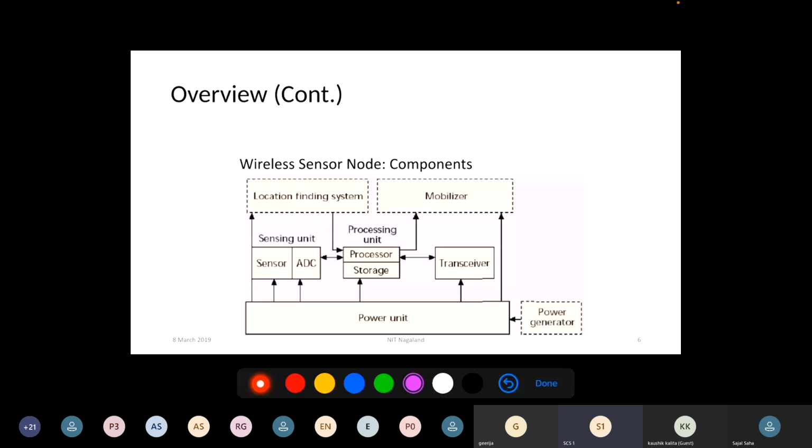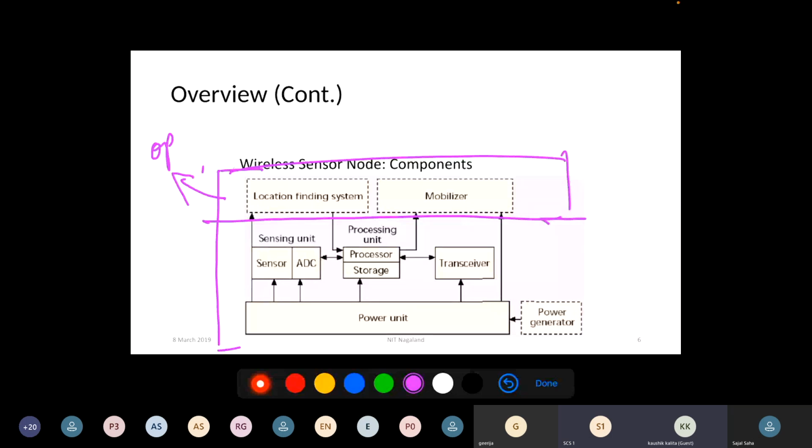Okay, now next is the wireless sensor node. What are the components of the wireless sensor node? If you consider a basic wireless sensor node, these components must be there. These are the optional components that we have already mentioned: GPS, accelerometer, the sensing unit, and here the mobilizer is written. So it depends on what type of optional components you require.